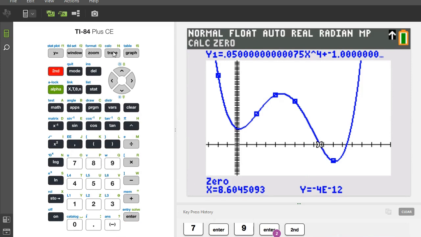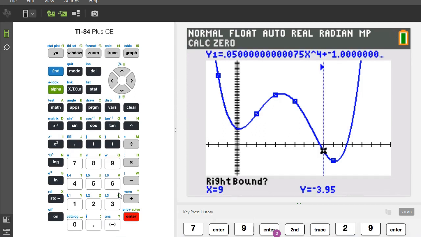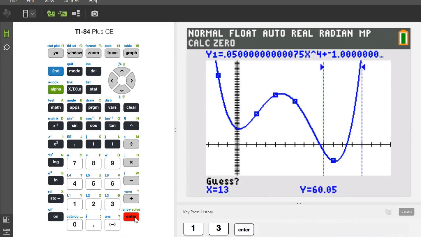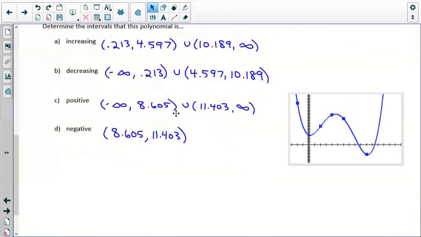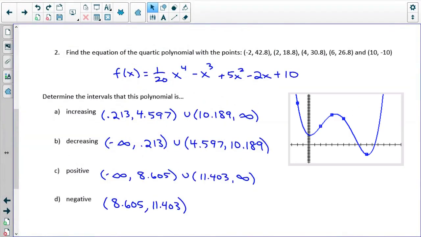Then the function is negative from 8.605 until 11.403, and then it is positive thereafter. So if I look at number 2, here's all of the information that we just talked about. We found the function, we found intervals where it was increasing and decreasing, positive and negative.